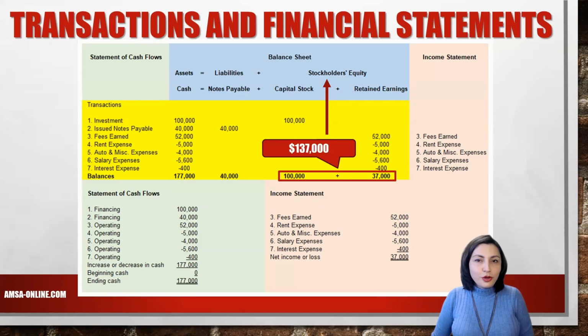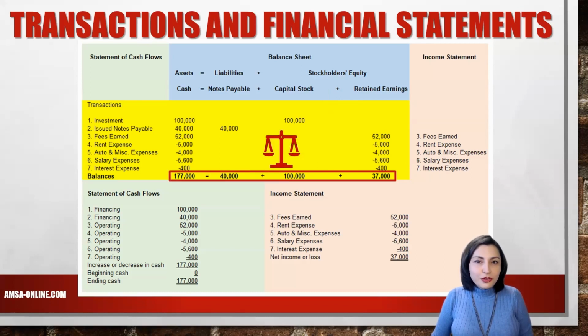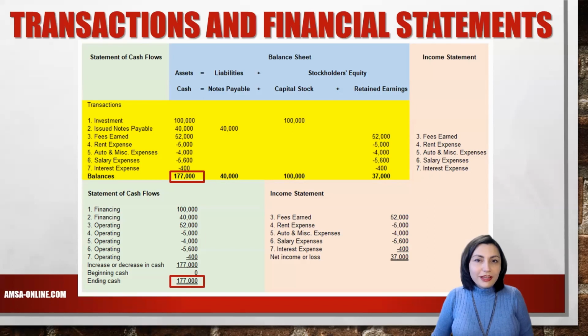The balance in the stockholders' equity is $137,000, which is $100,000 in capital stock plus $37,000 in retained earnings. Note the accounting equation for each transaction and the totals balances. Also note that the ending cash balance on the balance sheet and on the statement of cash flows is the same. At this point, the ending balance in the retained earnings and the net income on the income statement are also the same. In the next video, we will analyze a land purchase transaction.